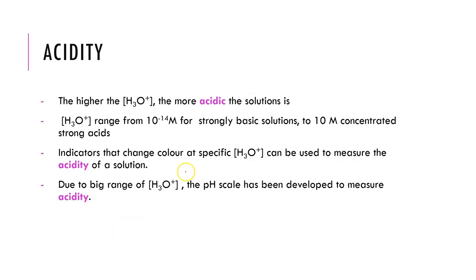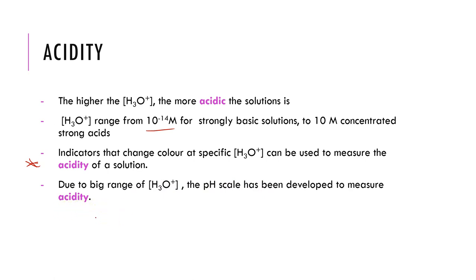So the higher the concentration of H3O+, the more acidic the solution is. The H3O+ concentration can range from 1 times 10 to the negative 14 to 10 molar in concentrated strong acids. Indicators are substances that change color at specific H3O+ concentrations, and we have used these in the laboratory. Most often we use universal indicator, but there is a large range of indicators available to us. Due to the huge range of H3O+ values, the pH scale has been developed to measure acidity.